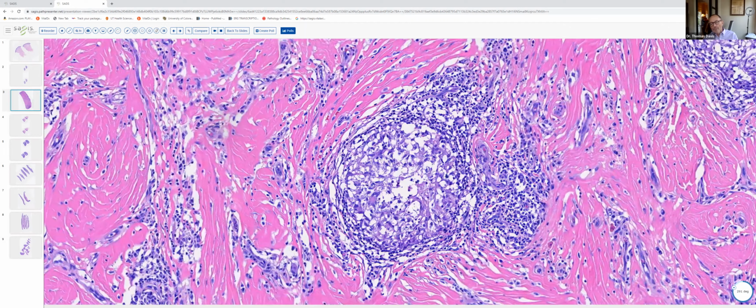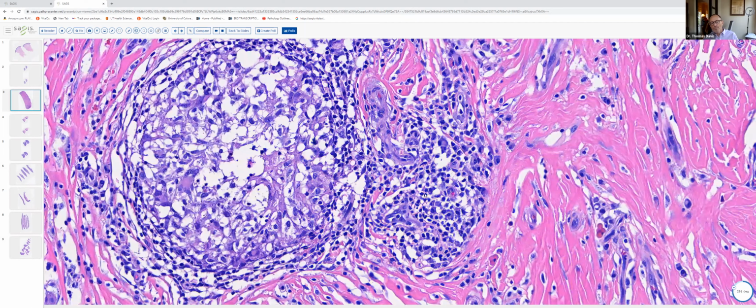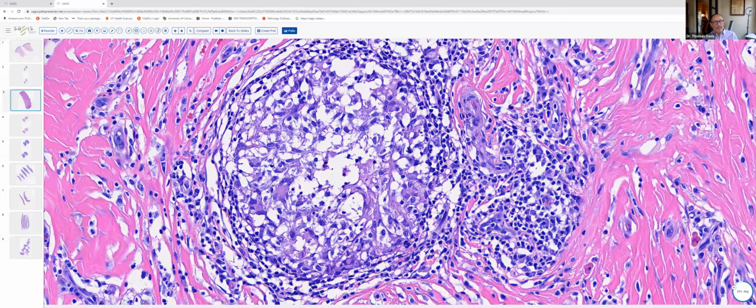There are a lot of lymphocytes present within the dermis. And in addition, we've got these nodular collections of epithelioid histiocytes forming granulomas. And these really are almost tuberculoid granulomas, in that we've got epithelioid histiocytes surrounded by a cuff of mononuclear cells. And there were a fair number of multinucleated histiocytes as well.